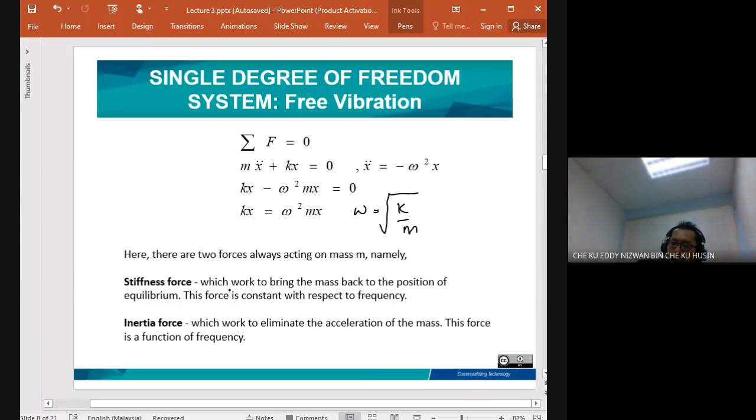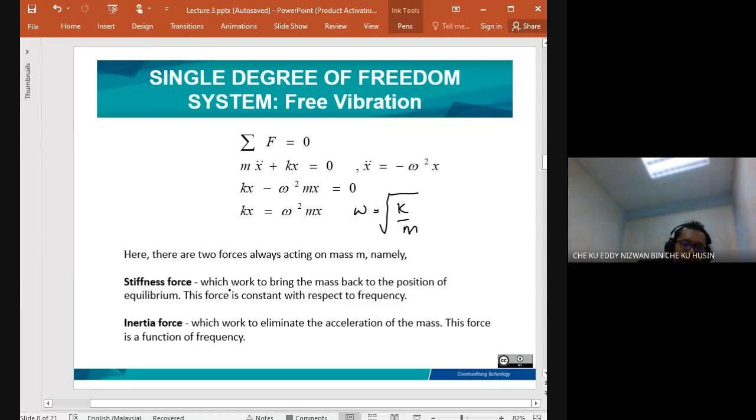No matter how fast the motion of the mass is, it isn't affected by frequency. So the value is kept constant. It just depends on the displacement.